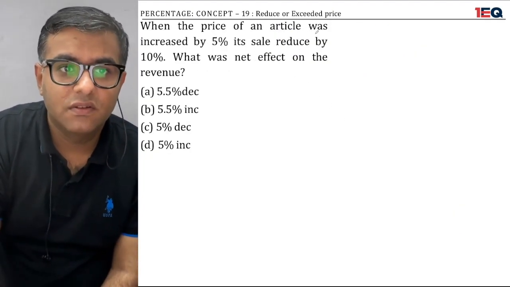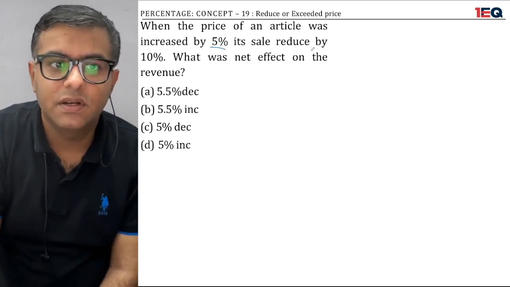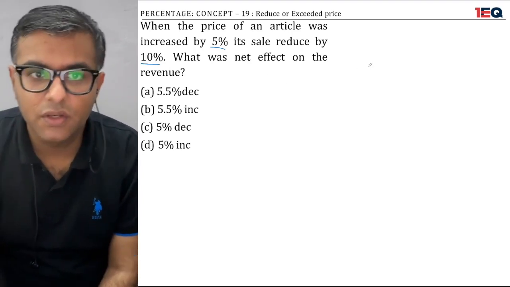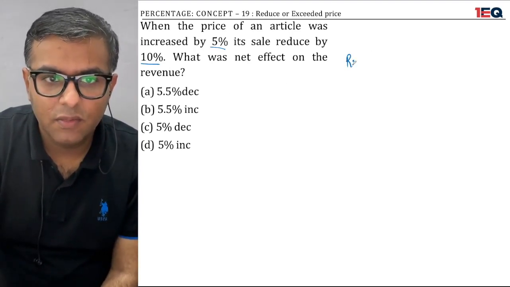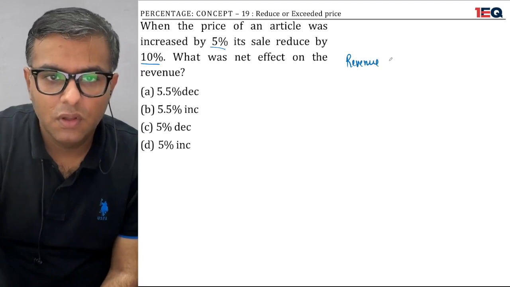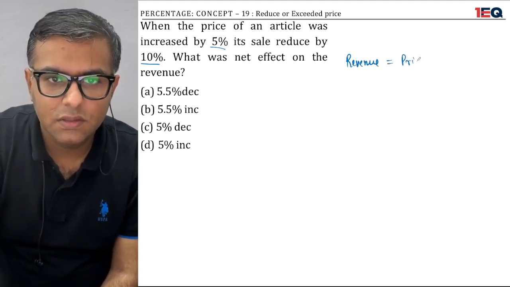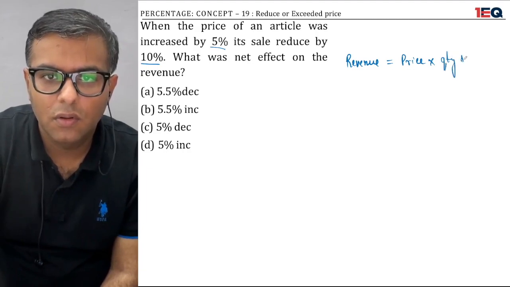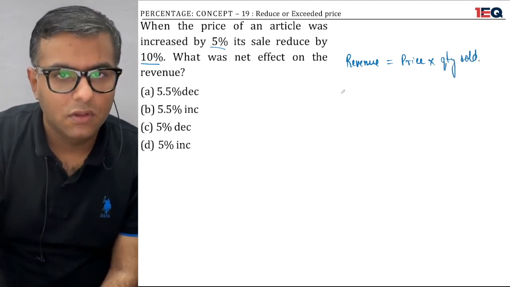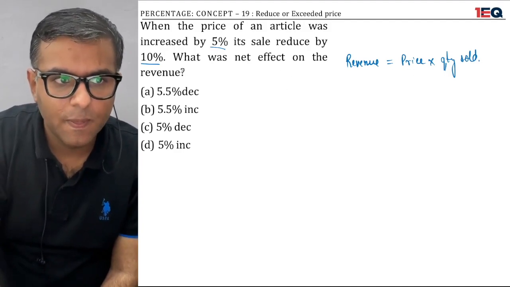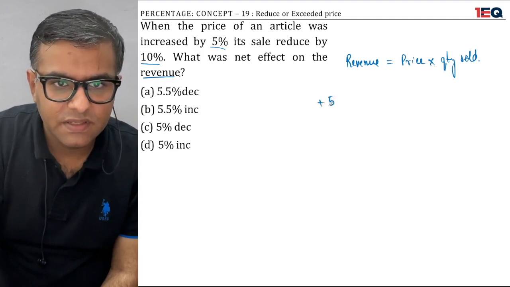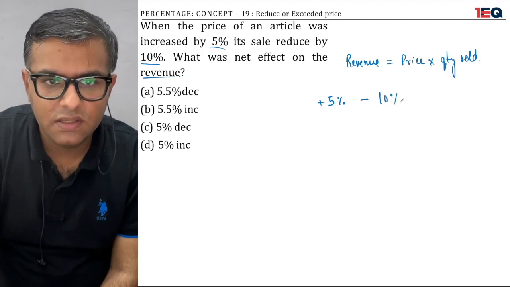When the price of an article was increased by 5%, its sale reduced by 10%. What is the net effect on revenue? The formula is the same. Revenue is equal to price multiplied by quantity sold. So the final result would be the same. Net effect on revenue is being asked. There is an increase of 5% in the price. There is a decrease of 10% in the sales.